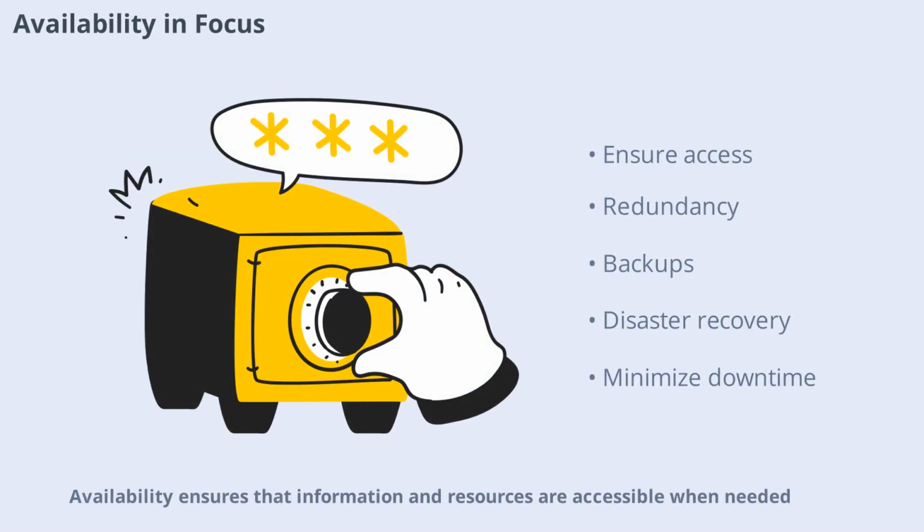Availability ensures that information and resources are accessible when needed. Imagine trying to access your email or a business application, only to find it's down due to a cyber attack or technical failure. Downtime can disrupt operations and even cause financial losses. To maintain availability, organizations implement redundancy, regular backups, and robust disaster recovery plans. These measures help ensure that critical data and services remain accessible, even in the face of unexpected events.